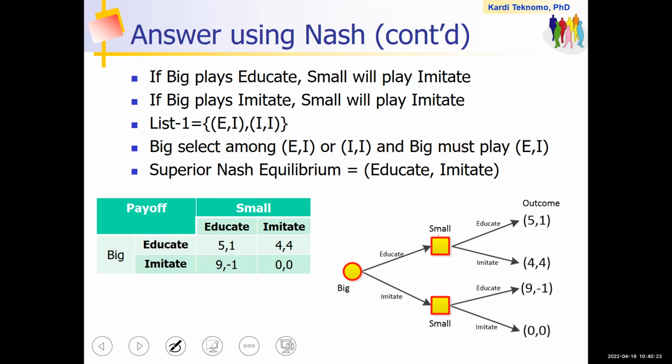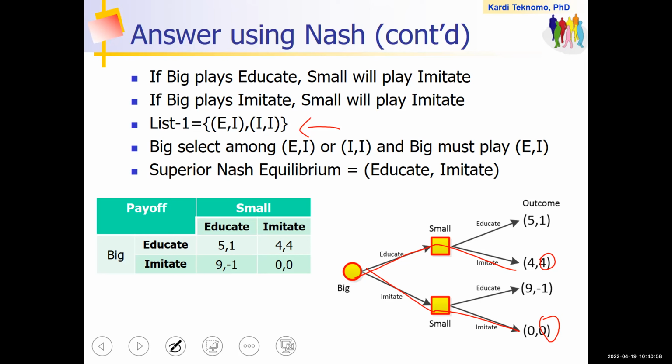So if big plays first, what will the small do? You check the second number. So this is dominant. If big plays first, what will small do? This is dominant, right? So then we have educate, imitate, and then imitate. Yeah, so I put it here as this one, right?